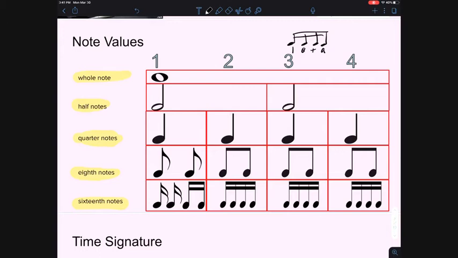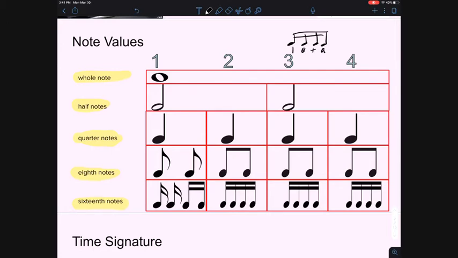The whole note, 1, 2, ready, go. 1. Half note, 1, 2, ready, go. 1, 3. Quarter note, ready, go. 1, 2, 3, 4. Eighth notes, ready, go. 1 and 2 and 3 and 4 and. 16th notes, ready, go. 1 E and a, 2 E and a, 3 E and a, 4 E and a.